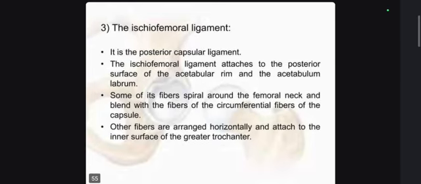Next, the ischiofemoral ligament is the posterior capsular ligament. It attaches to the posterior surface of the acetabular rim and acetabular labrum. Some of its fibers spiral around the femoral neck and blend with the circumferential fibers of the capsule. Other fibers are arranged horizontally and attached to the inner surface of the greater trochanter.